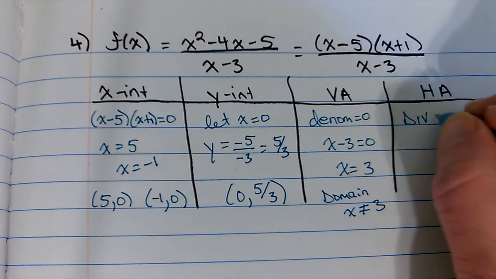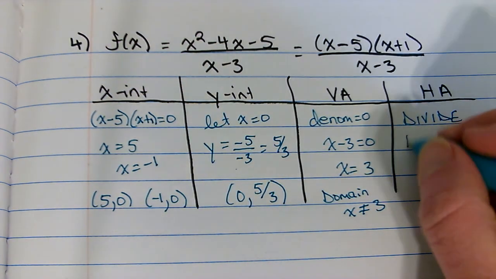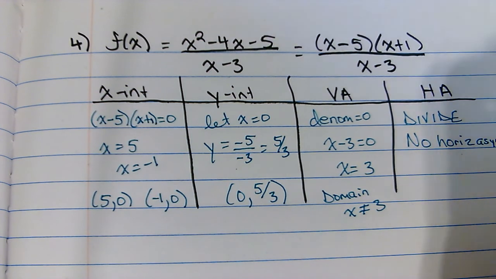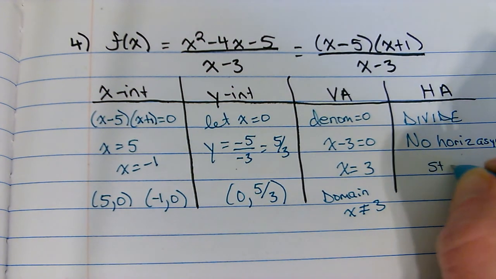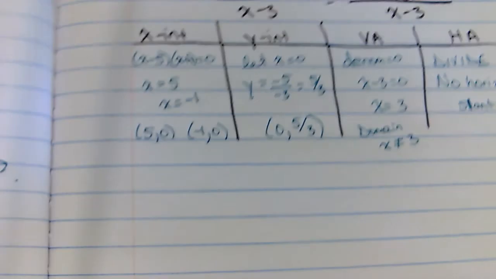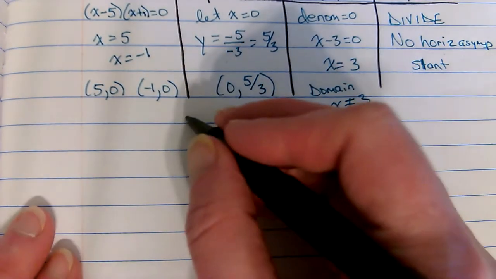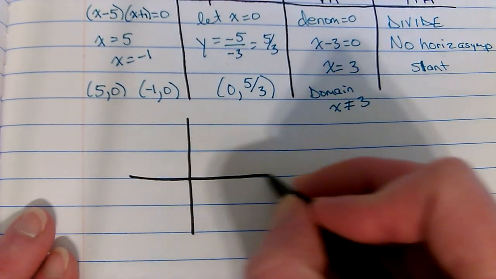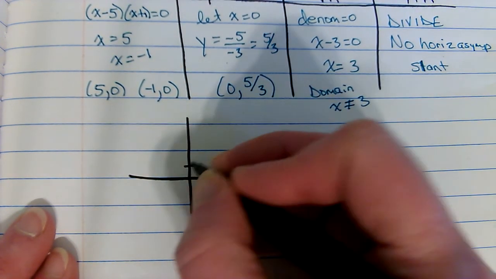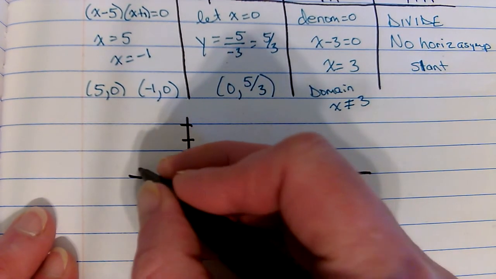Horizontal asymptote, this was divide. But since the numerator is bigger, there is going to be no horizontal asymptote. It's actually going to be a slant. Oops. And I wish I'd brought my graphing calculator home so I could show you these. You can always do them in Desmos and see what they look like. Just remember, in Desmos you want to put parentheses around everything.